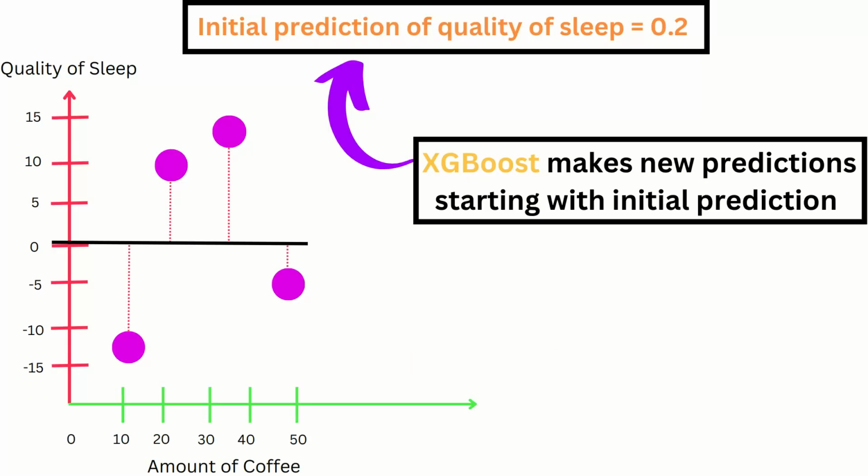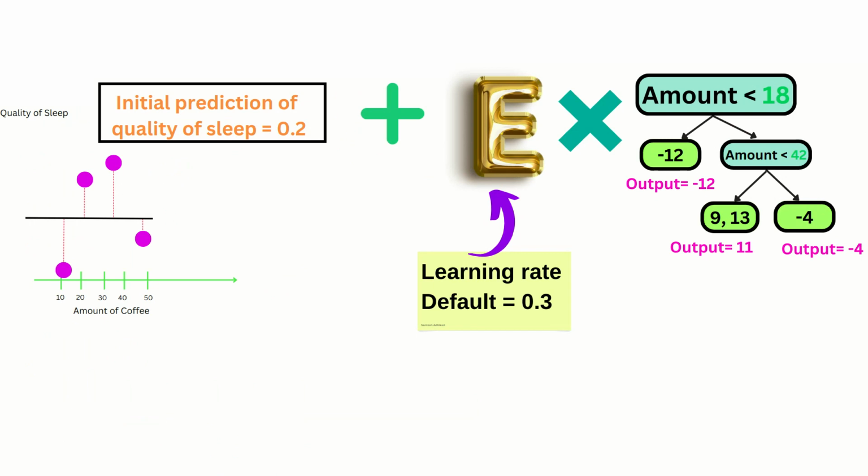XGBoost generates new predictions by utilizing an initial prediction, with the chosen value being 0.2. We will start generating new prediction. To obtain a new prediction, we combine the initial prediction with the output of XGBoost tree, which is multiplied by the learning rate. By default, the learning rate is set to 0.3.